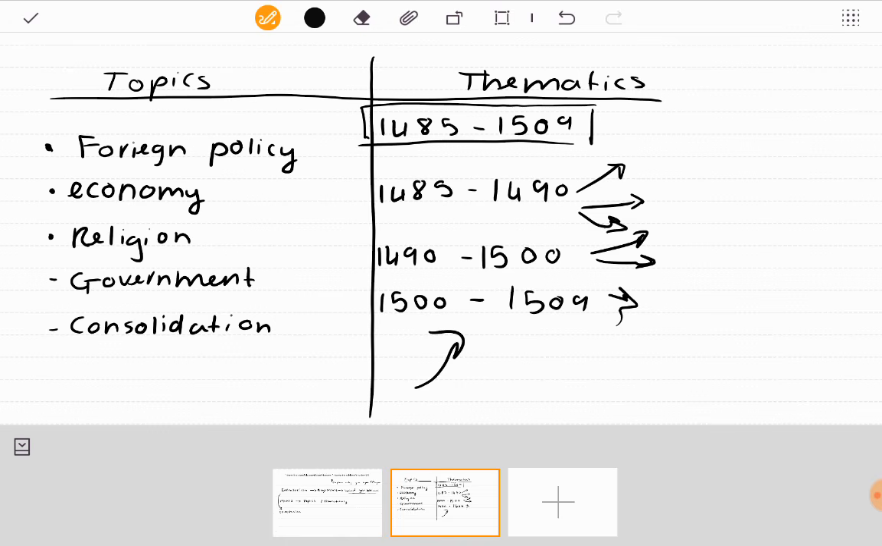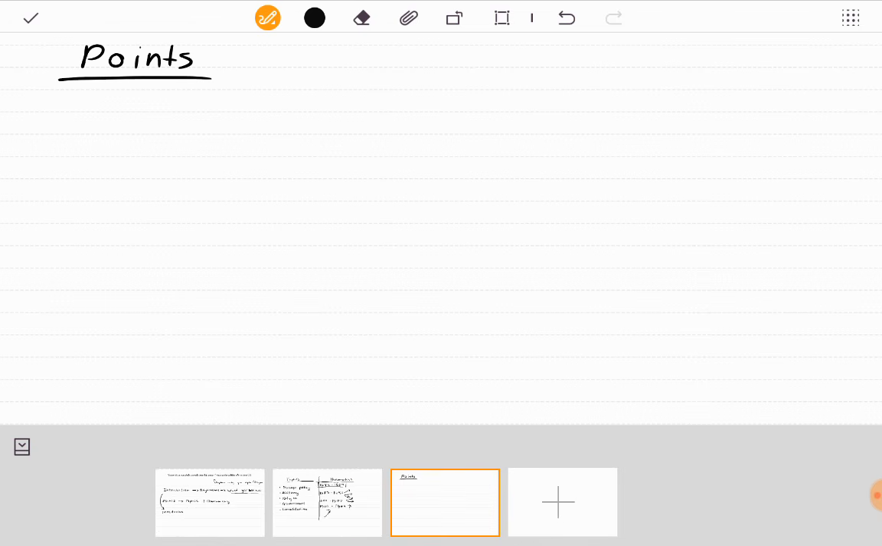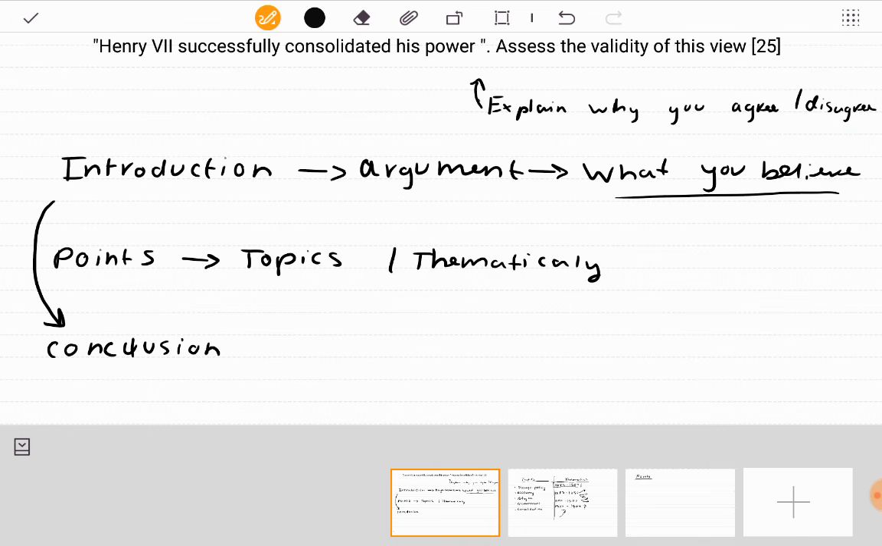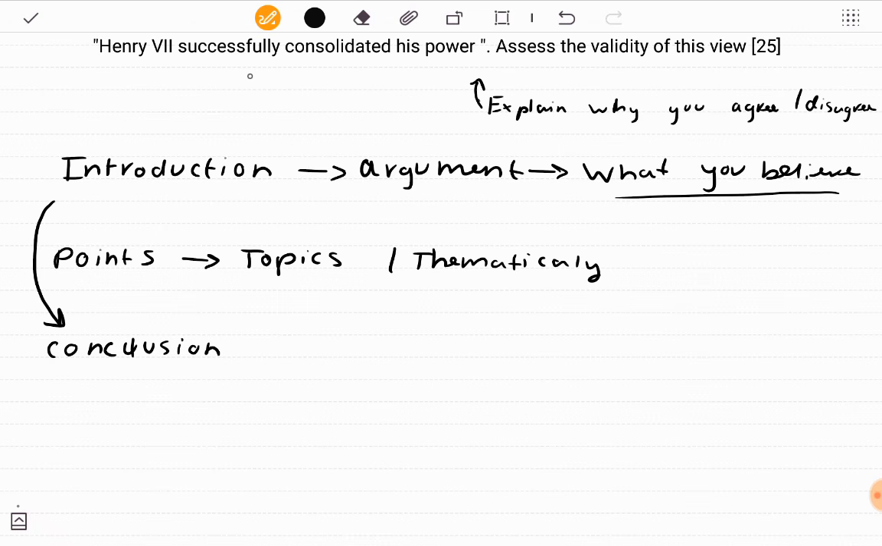Now, within each of the points that you're making, it's important that your argument runs through. So if we go back to the question here, it's Henry VII successfully consolidated his power. Let's say that we agree with this. Let's say that yes, he did, and that's what we put in our introduction. Yes, most convincing argument is that Henry VII did successfully consolidate his power. Okay.